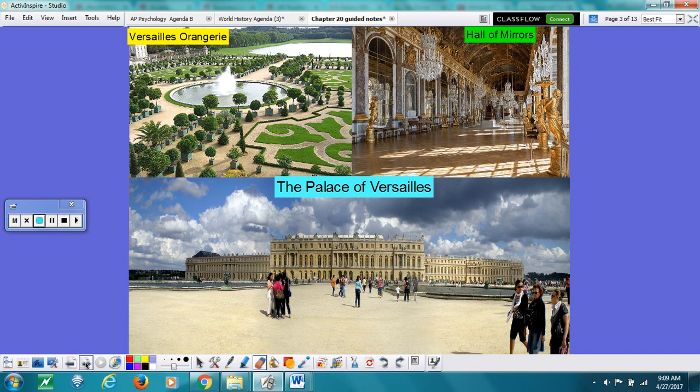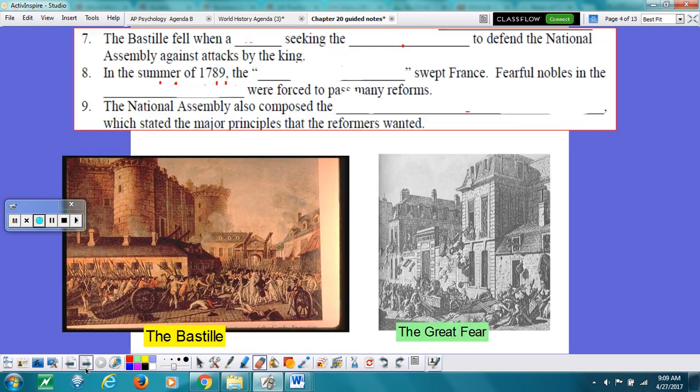Who pays for it? The third estate. And this is what they were upset about. They were being taxed, didn't have a lot of say, and it didn't matter if it was King Louis the 14th, Louis the 15th, or Louis the 16th. It seemed like these guys were always asking for money. And that certainly didn't set well with the people.